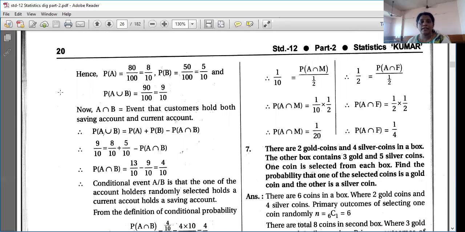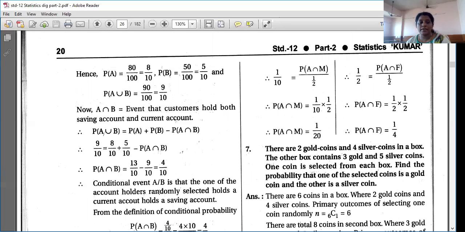If nothing is given like inclusive or exclusive, then your formula will be P of A union B equal to P of A plus P of B minus P of A intersection B. Now, P of A union B is 9 by 10, equal to P of A, which is 8 by 10, plus P of B, which is 5 by 10, minus P of A intersection B. Adding 8 by 10 and 5 by 10 gives 13 by 10. So P of A intersection B is equal to 13 by 10 minus 9 by 10, that is 4 by 10.